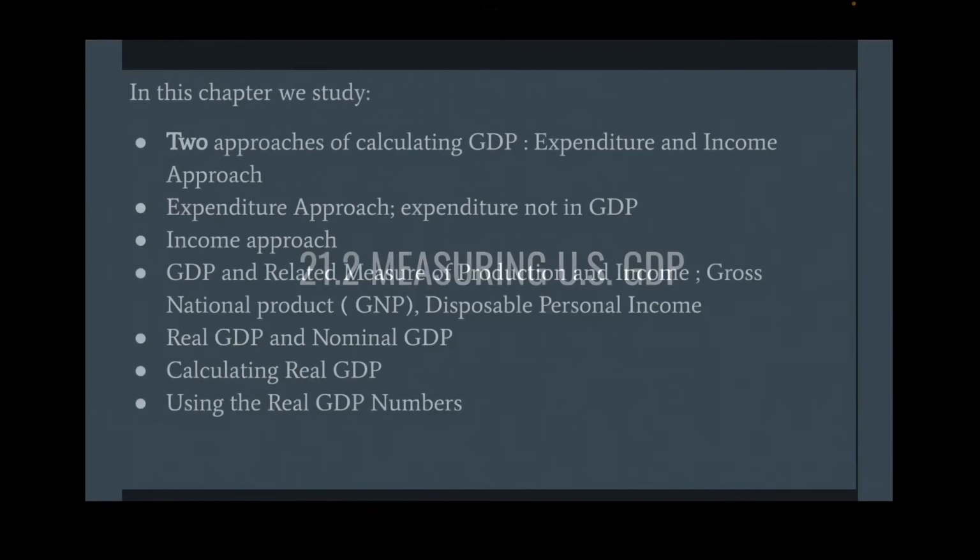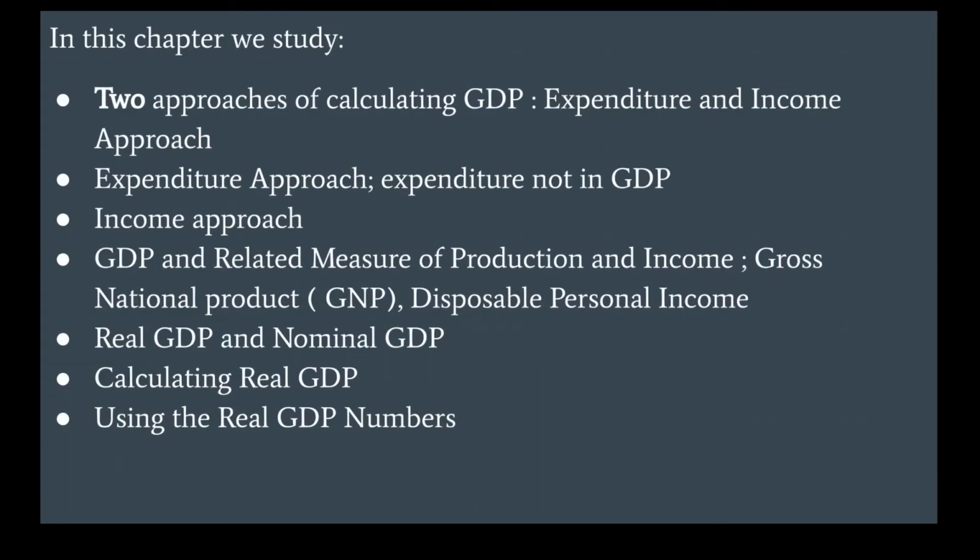21.2 Measuring US GDP. In this chapter, we studied two approaches of calculating GDP, that is the expenditure approach and the income approach. The first is the expenditure approach, and also expenditure not in GDP. Then the income approach, GDP and related measures of production and income, in which we study gross national product and disposable personal income. The real GDP and nominal GDP, calculating real GDP, and finally using the real GDP numbers, or how real GDP is helpful to economists.